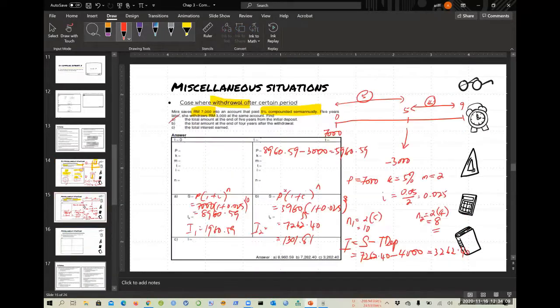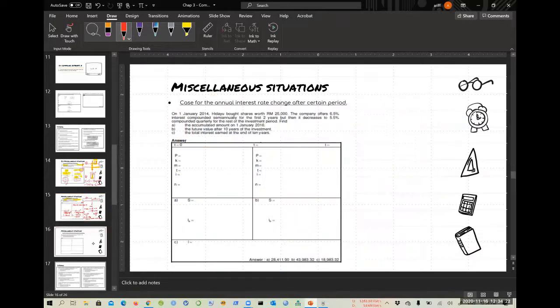Okay, this is for the second one. So the first case is you add some value after a certain period. The second situation is when you withdraw money from the account. The third situation is where you have a change in interest rate. Untuk yang dua-dua yang asal tadi, kita tidak ada perubahan dari segi interest rate. Tapi untuk yang ni, dia ada perubahan daripada interest rate. So what does it mean?